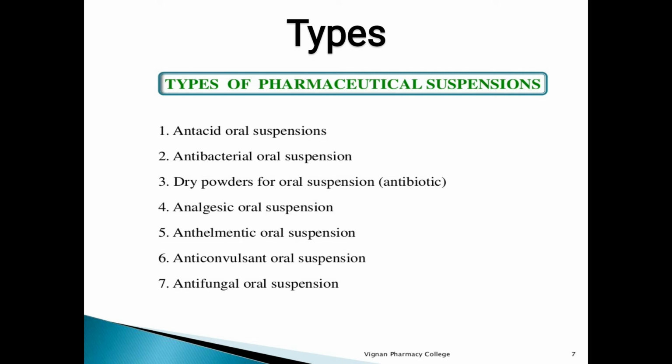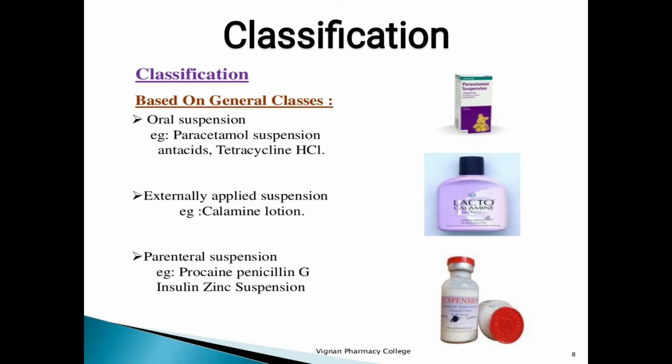Antacid oral suspension, antibacterial oral suspension, dry powder for oral suspension, analgesic oral suspension, anthelmintic oral suspension, anticonvulsant oral suspension, antifungal oral suspension. Classification based on general classes. Oral suspension examples are paracetamol and tetracycline hydrochloride suspension.